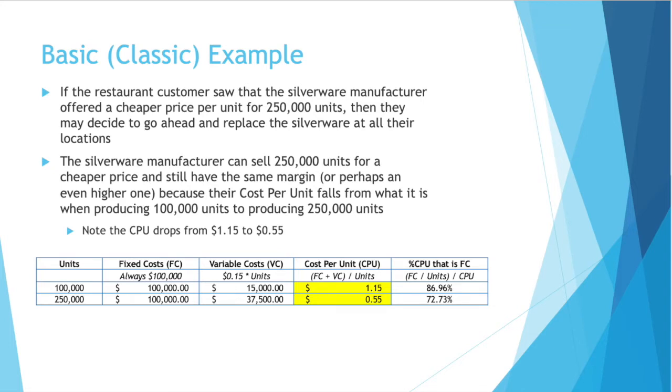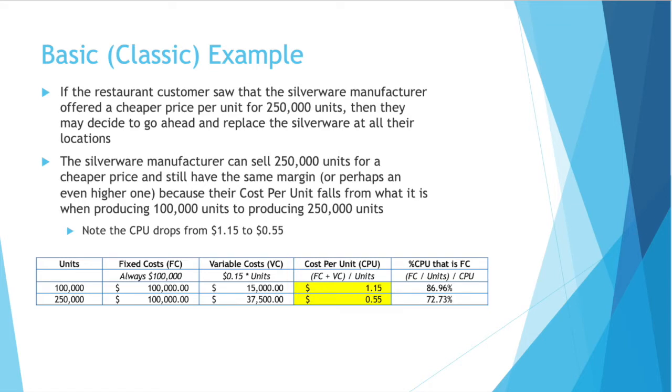So you can see on my table at the bottom, the cost per unit will drop from $1.15 at 100,000 units to just 55 cents at 250,000 units. So if at 100,000 units, the manufacturer sells them for $1.50 each, that's a 35-cent margin. At 250,000 units, they can sell them for $1 each, and that's a margin of 45 cents.